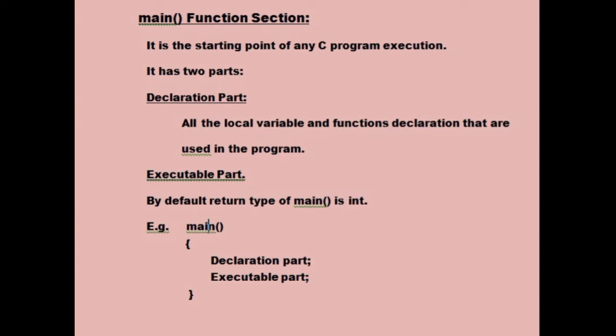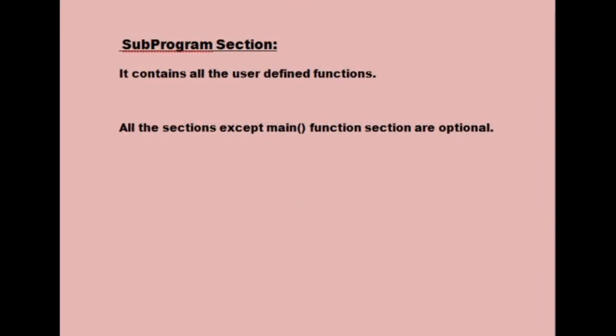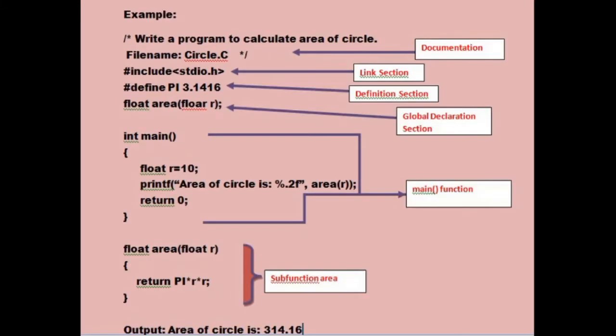In C main function, all the statements are terminated with a semicolon. By default, main function has a return type of int. If we want the main function not to return any value, we can define its return type as void. Next, last section is our subprogram section that contains all the user defined functions.